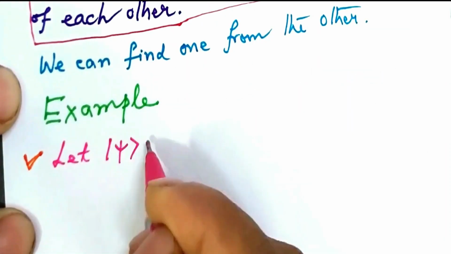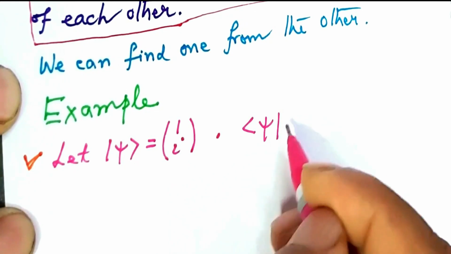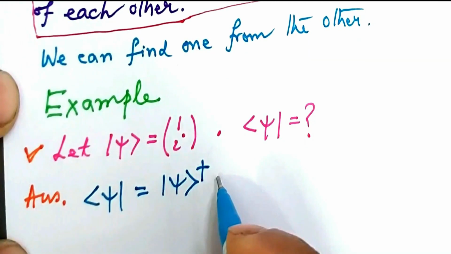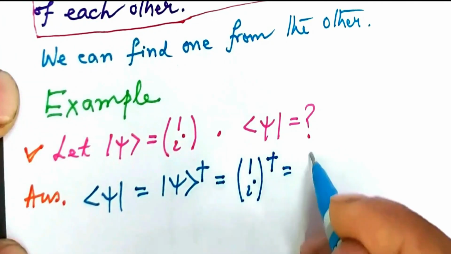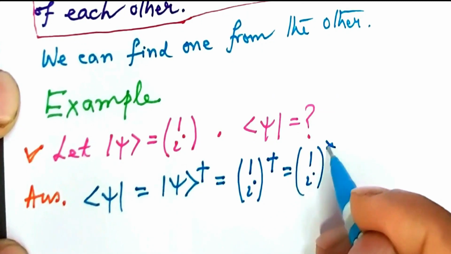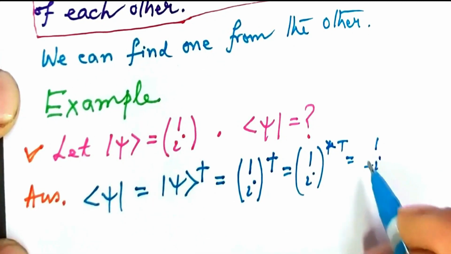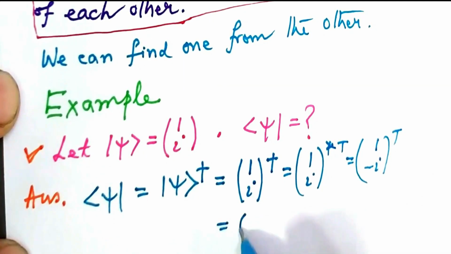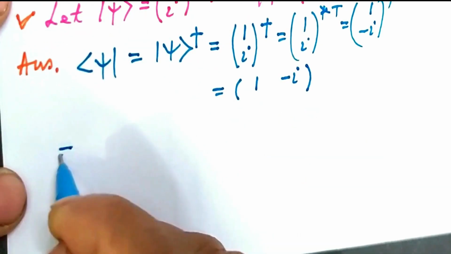Let ket psi be the column matrix 1, i. What will be bra psi? Bra psi is the dagger of ket psi, that is dagger of the column matrix 1, i, that is star transpose of the column matrix 1, i. Take complex conjugate to get 1, minus i transpose, and then take transpose to get the row matrix 1, minus i.